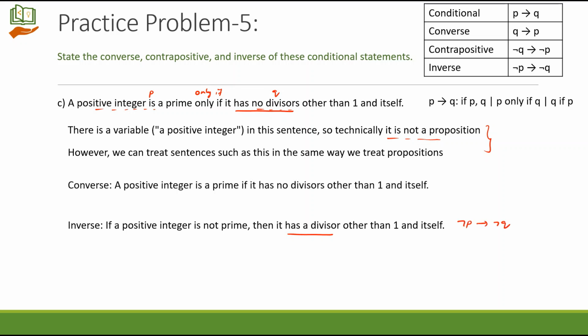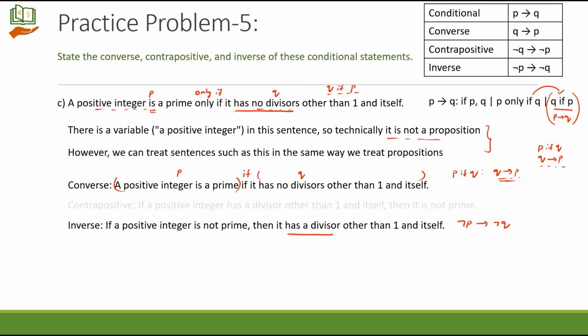What about the converse? For the implies operator, if I say P if Q, then it will be Q implies P. Here a positive integer is a prime if it has no divisors other than 1 and itself. So it is one particular proposition if another proposition. A positive integer is a prime is actually P, and it has no divisors other than 1 and itself is actually Q. So the form is P if Q, which is actually the converse of the statement. You can write this as Q implies P.